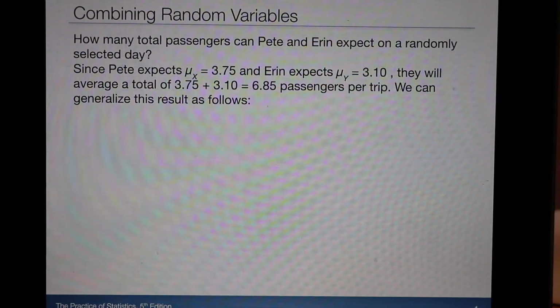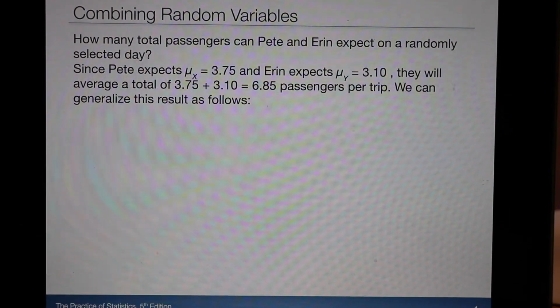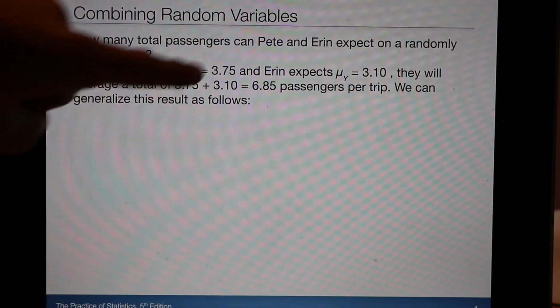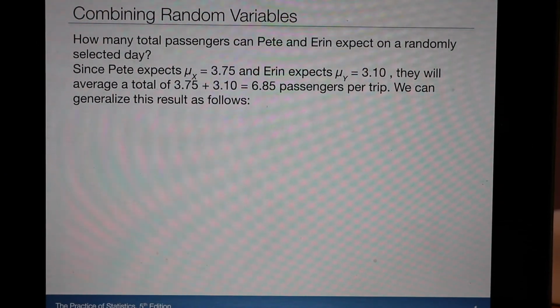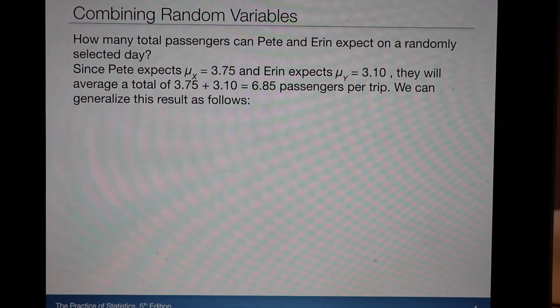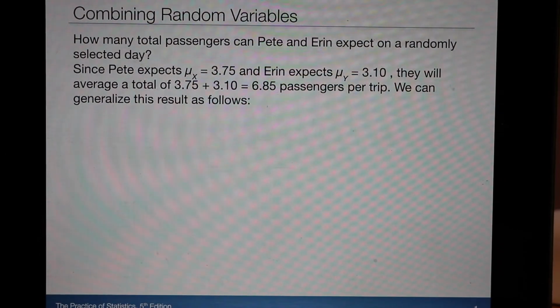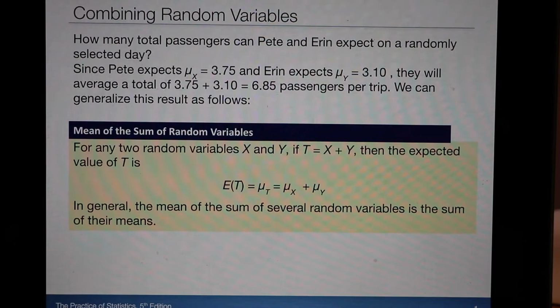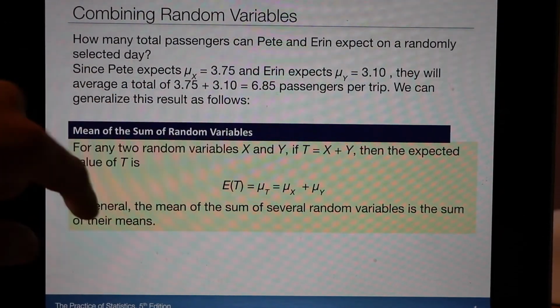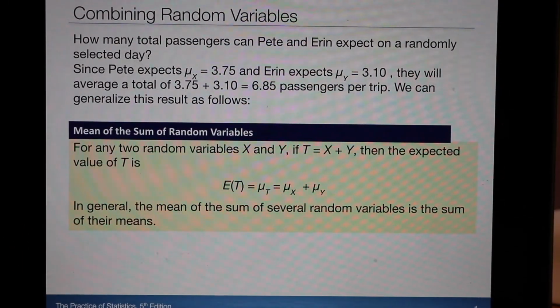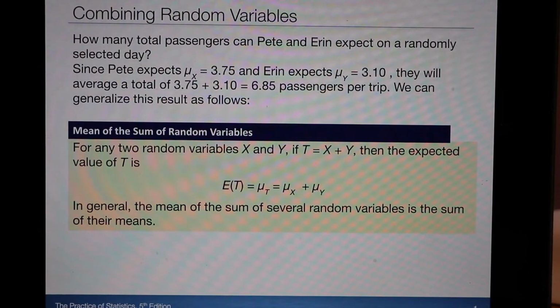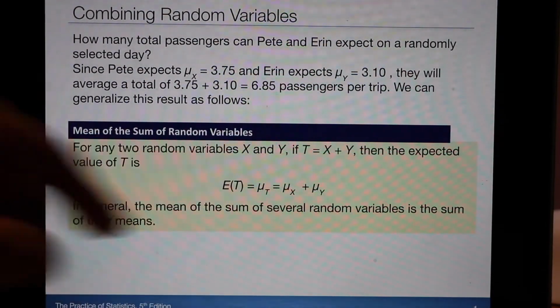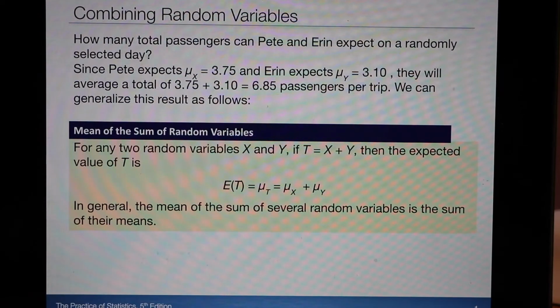And that's actually true. So how many total passengers can Pete and Aaron expect on a randomly selected day? Well, Pete expects 3.75, Aaron expects 3.1. They will average a total of 6.85 passengers per trip. And we're going to generalize that to the following rule. If we define a variable T as the addition of 2 random variables, then the expected value of T is really just the addition of the 2 separate expected values. So the mean of the sum of several random variables is the sum of their means.